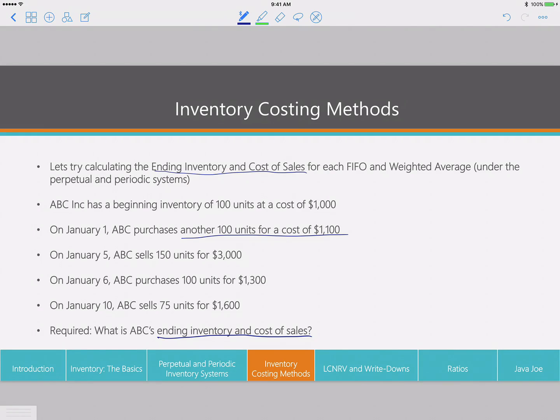So we're going to take a look. On January 5th, we sold 150 units for $3,000. Now here, we do not care about the sale price. We are not concerned with it here. We care about the cost, because we're trying to figure out, for our books, what are we allocating between our ending inventory and what's going to be expensed in our cost of goods sold. So yes, the sale price is important, but not for what we're doing right now.